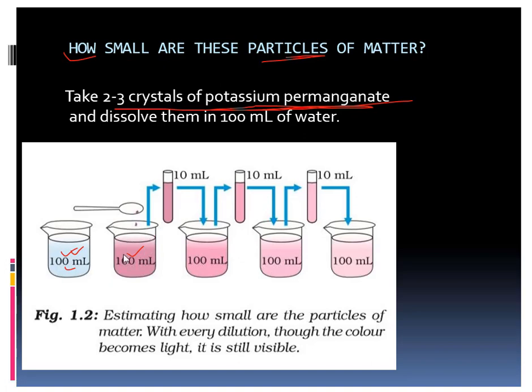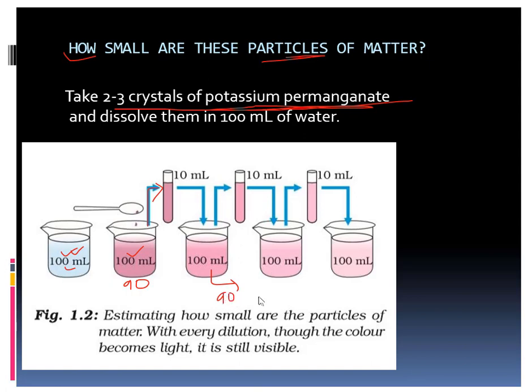From this 100 ml of water, we take 10 ml of water. If we take 10 ml, 90 ml remains. So 90 plus 10 is equal to 100. Out of this 100 ml, we have taken 10 ml. Then we add this 10 ml to 90 ml of fresh water.